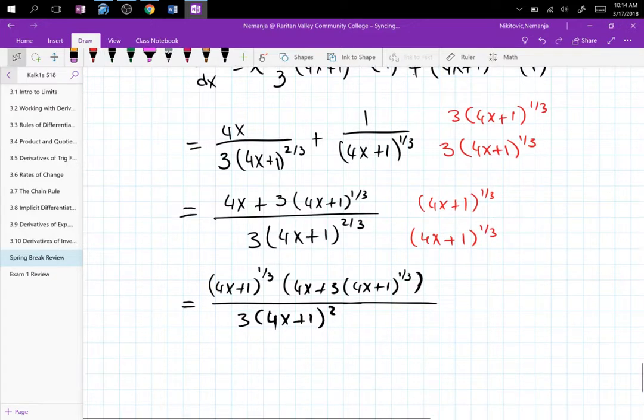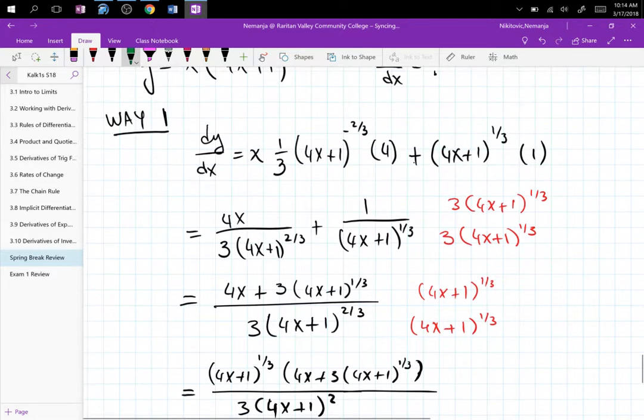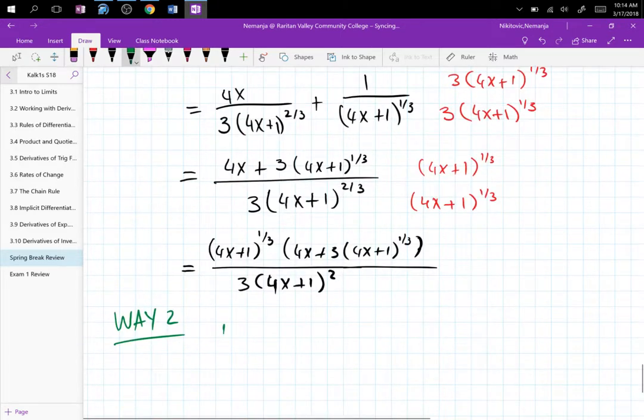Now let's take a look at a way 2. Let's say green. Our problem is y equals x times 4x plus 1 to the 1/3.